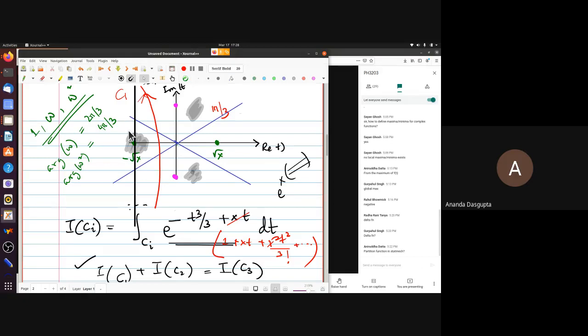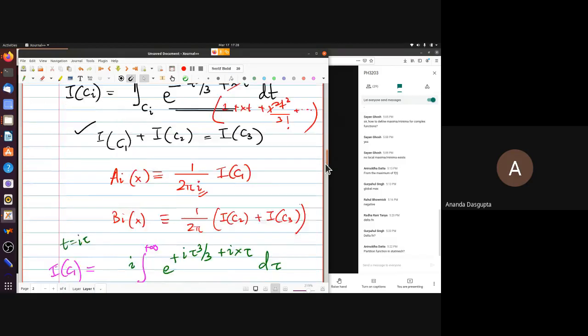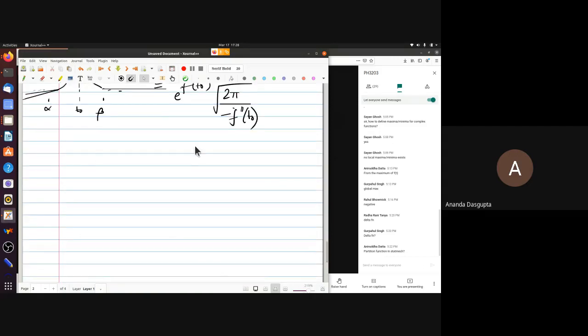Yes? Is saddle point completely new to all of you? That's an important question. Is this a completely new thing? Because if it is, then maybe we'll need some more time to understand this, because this is very important.